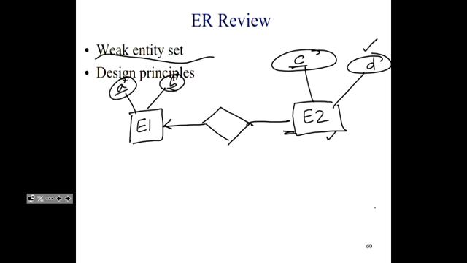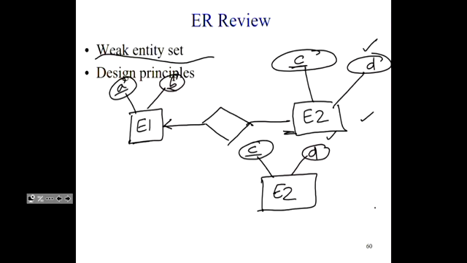The question remains, should we have E1 as an entity set, or should we have it as attributes of E2, right? So the alternatives are I either use this guy, or I have E2 with C, D, A and B. Actually, these wouldn't be underlined.